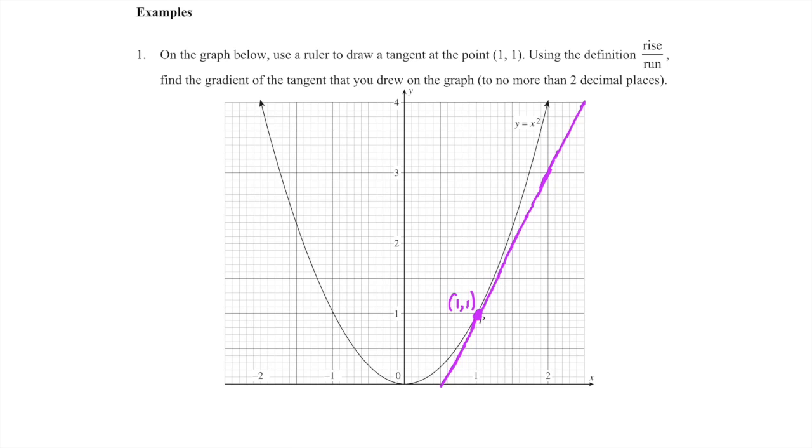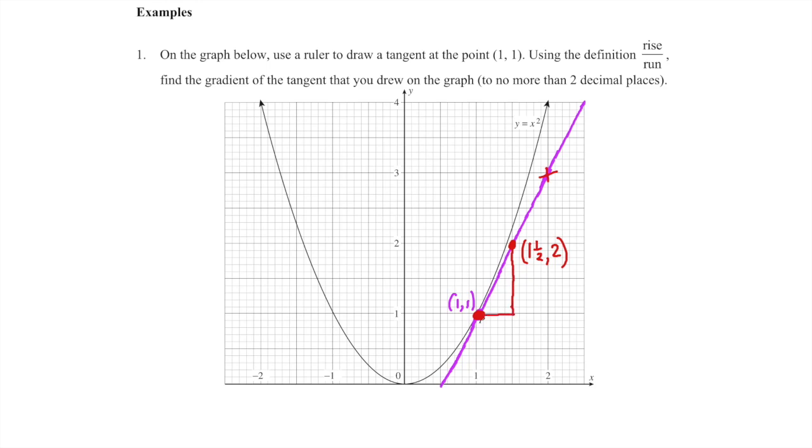Now, if I do rise over run, I need to pick 2 points. I'm going to pick 2 points on my line that are workable. That one there looks workable. That looks like it's at the point 1.5, out 1.5, up 2. Maybe I should have gone for that point there, out 2, up 3. Anyway, I'm also going to choose this point here, which I know is 1, 1.